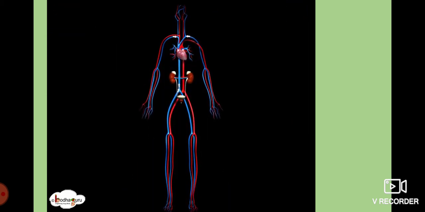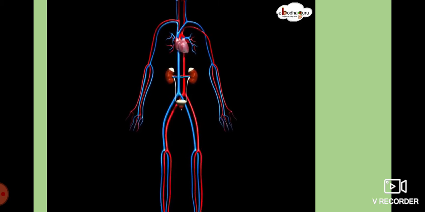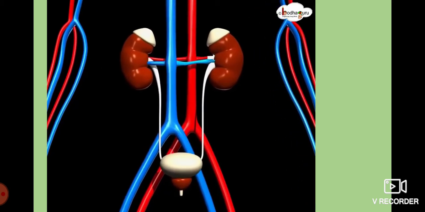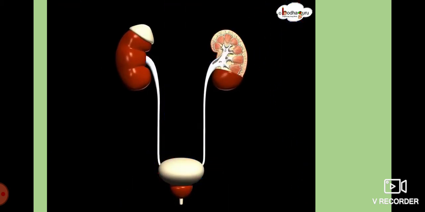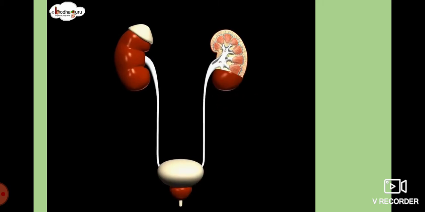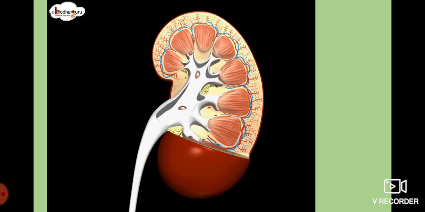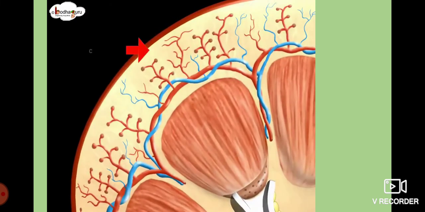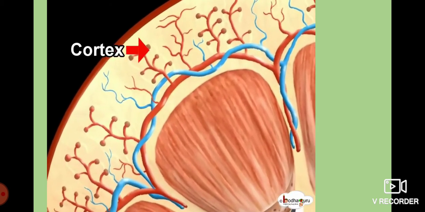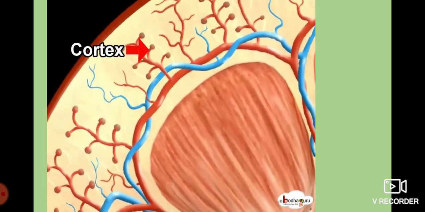A pair of bean-shaped kidneys together receive around 25% of the blood pumped by the heart because it filters blood employing small filtration units, nephrons, to remove toxic waste. Inside the kidney, the outer deep red part, named cortex, is rich in blood capillaries, and blood is filtered by nephrons, Bowman's capsule in the cortex.